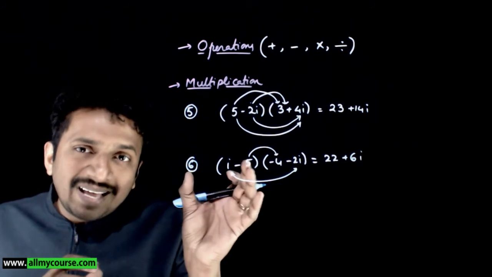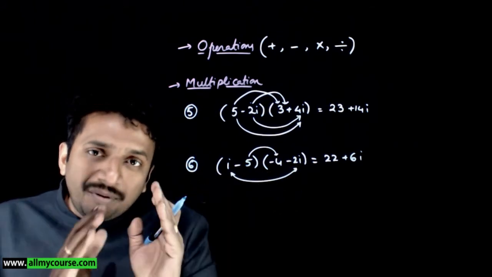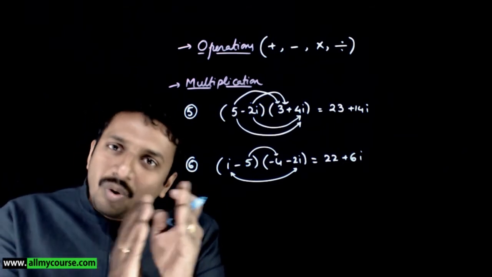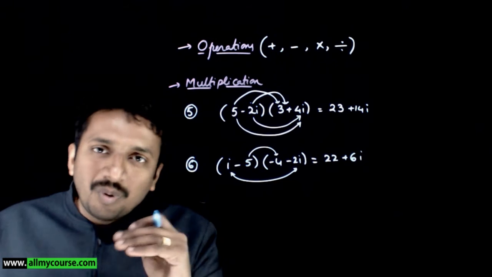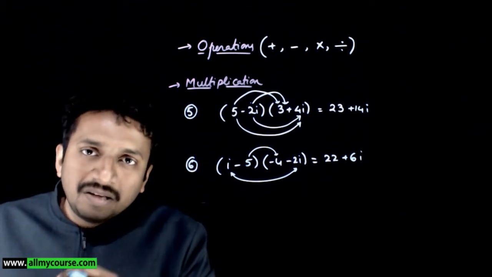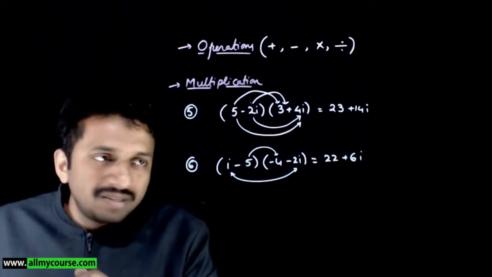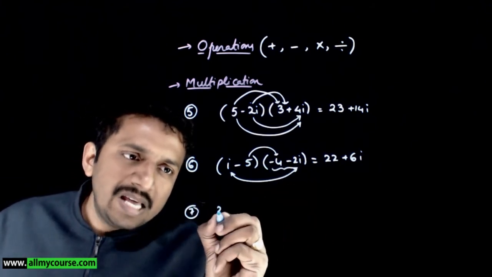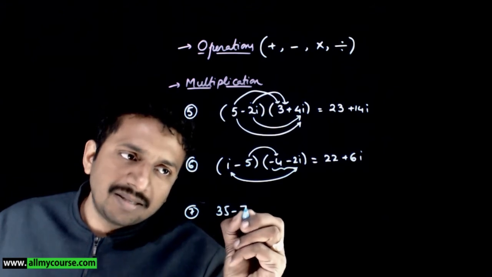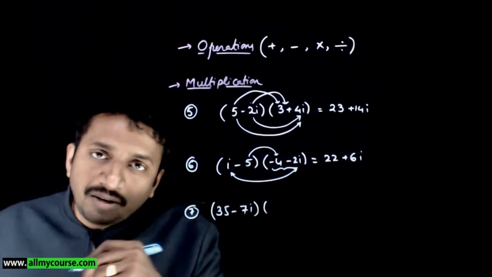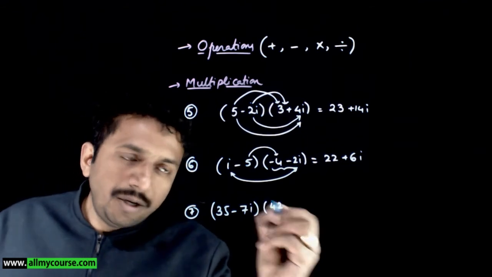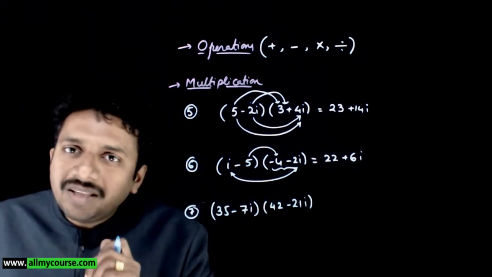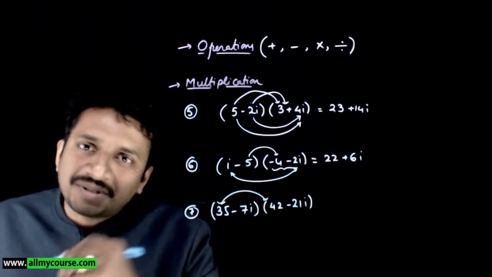So as you have seen in multiplication, if you multiply a real number with an imaginary number, that real number just goes inside and multiplies with both the real part and the imaginary part. So you can also do that in a reverse way, something like this. So if you want to multiply, for example, 35 minus 7i into 42 minus 21i. So if you want to multiply these two, you don't need to multiply all these big numbers.